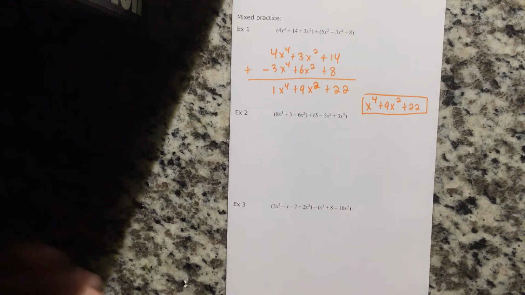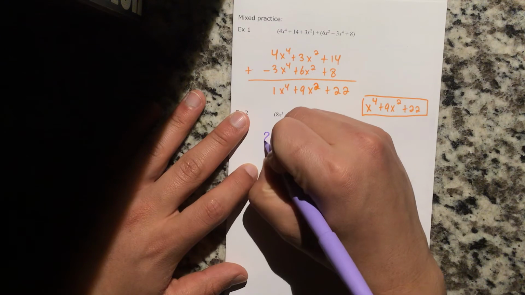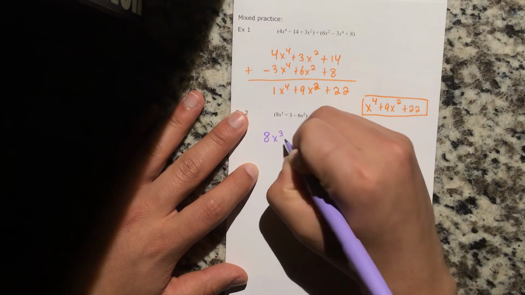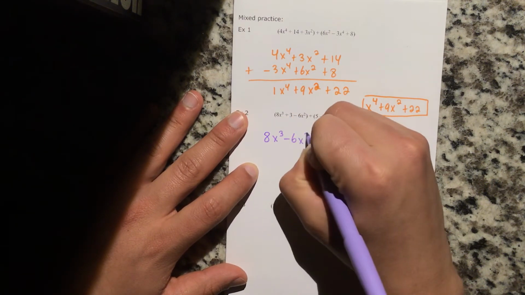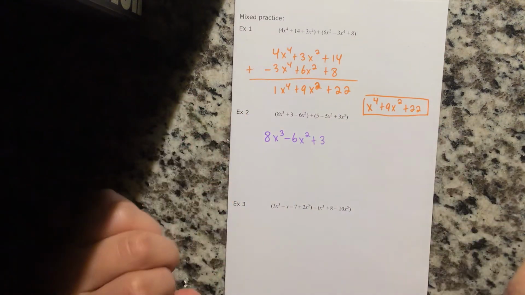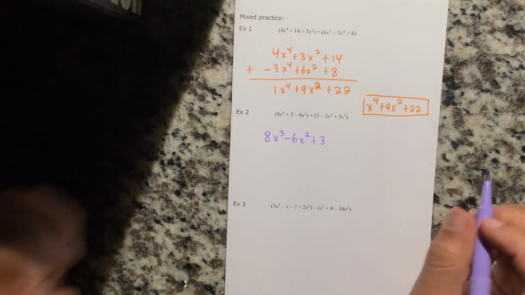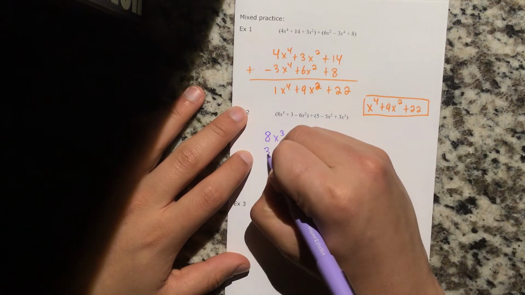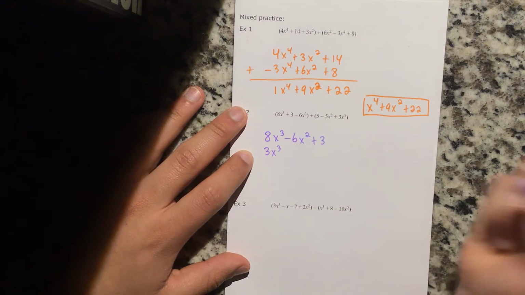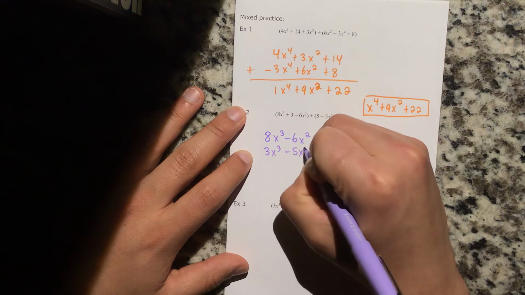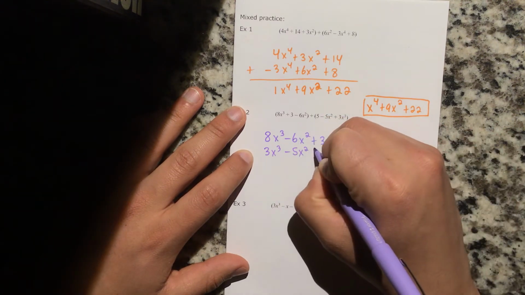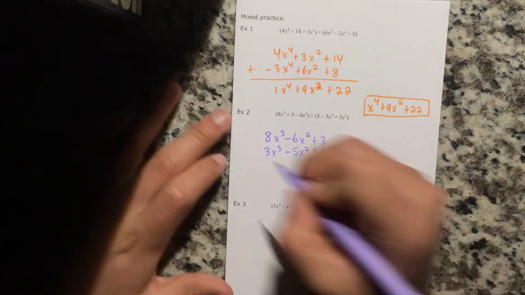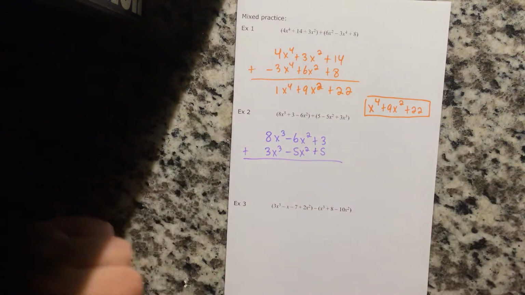We're going to align our first polynomial in standard form. So 8x cubed minus 6x squared plus 3. And I line up my second polynomial with like terms lining up. So I put 3x cubed, right, like terms, minus 5x squared, like terms, and then plus 5. And I add down, okay?